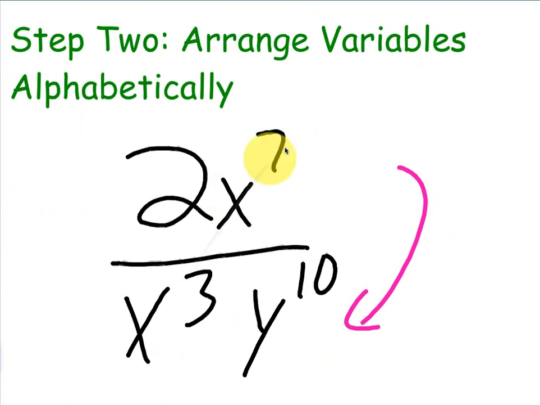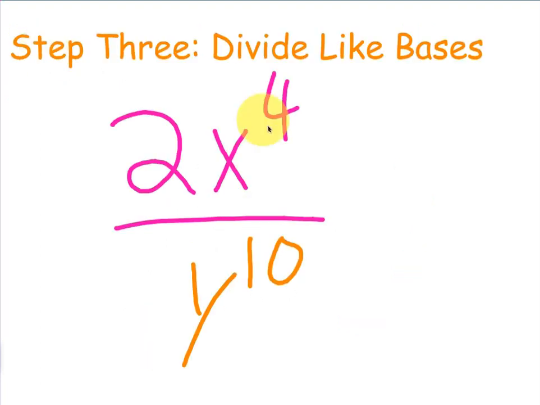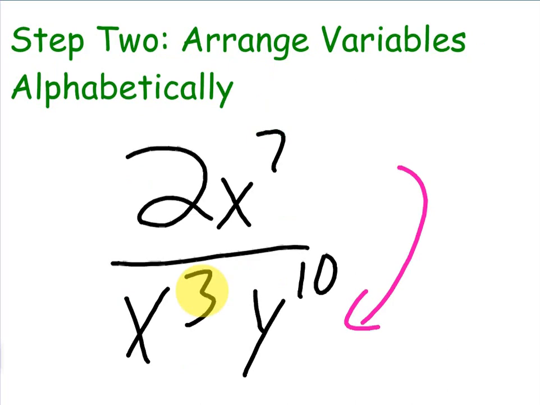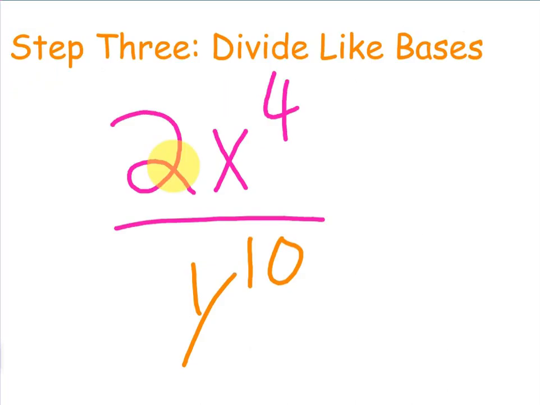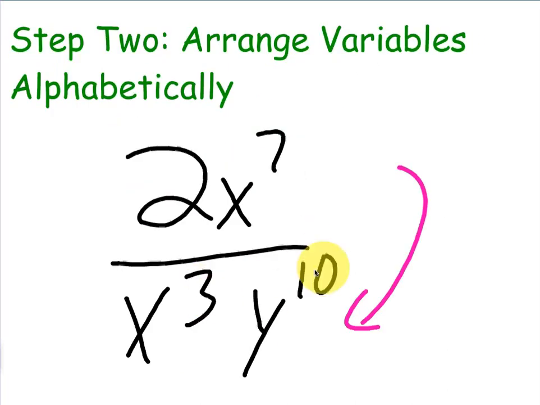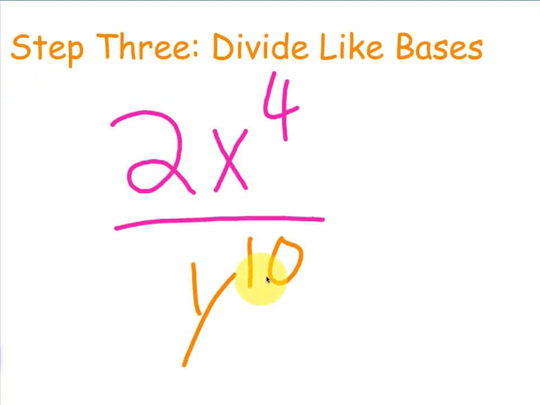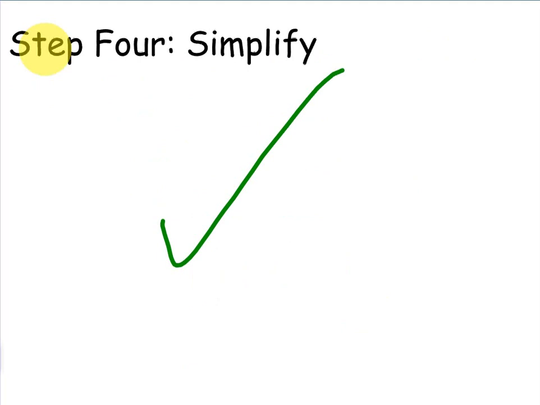Now we can already see, even though I didn't line them up perfectly here, x to the 7th over x cubed is just x to the 4th. So that's going to go on top. The 2 stays, like we said before. And then really there's nothing to do with the y because there is no y on top, so we just leave y to the 10th on the bottom. This is going to be our answer, 2x to the 4th over y to the 10th. So sometimes you don't have like bases. Not all the bases are going to have something else like it. For example, the y to the 10th didn't have another y on top, so you just leave it that way. That's the final answer.